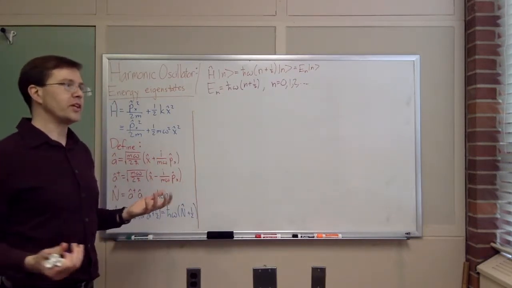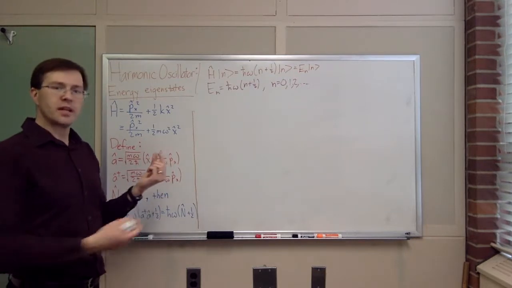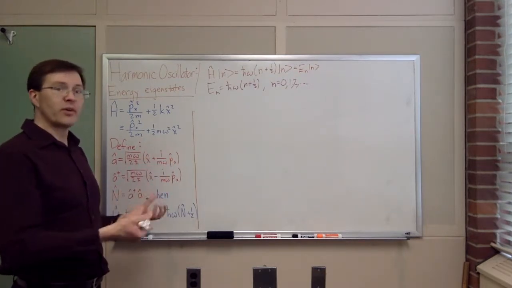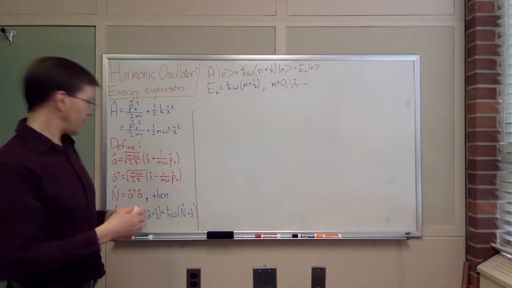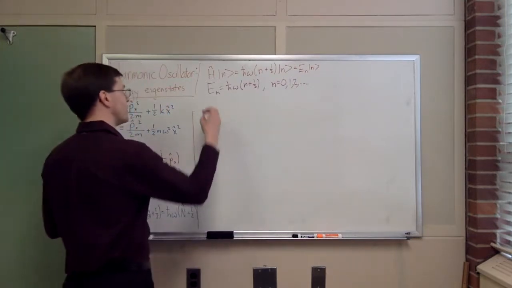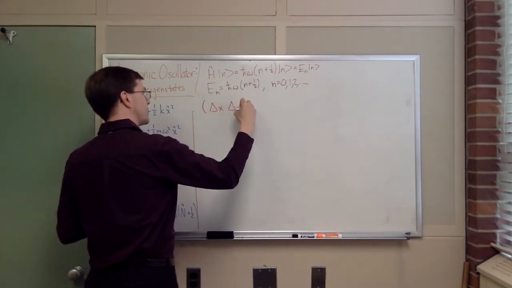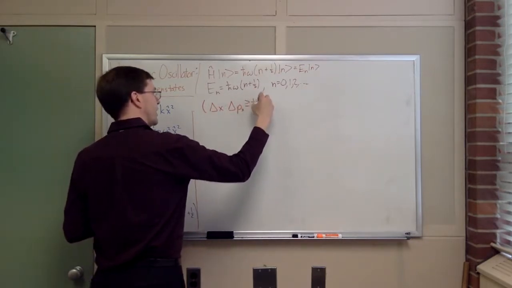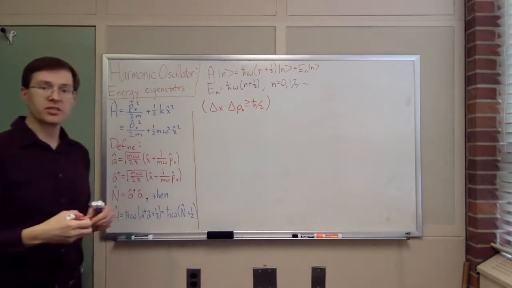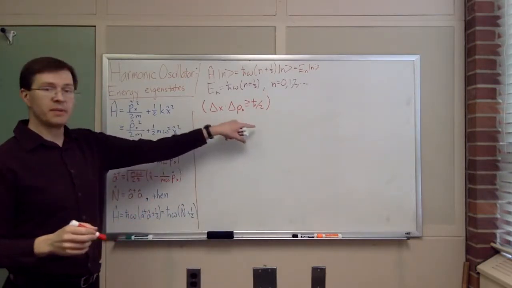We've learned before that the uncertainty in position times the uncertainty in momentum has to be greater than or equal to h bar over 2. Right? We've seen that. I'll jot that down. We know that uncertainty in position times uncertainty in momentum has to be greater than or equal to h bar over 2. That was Heisenberg's uncertainty principle applied to x and px.